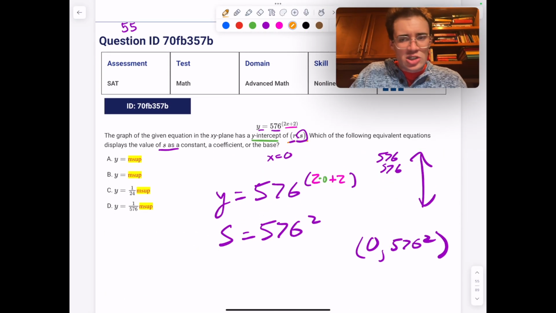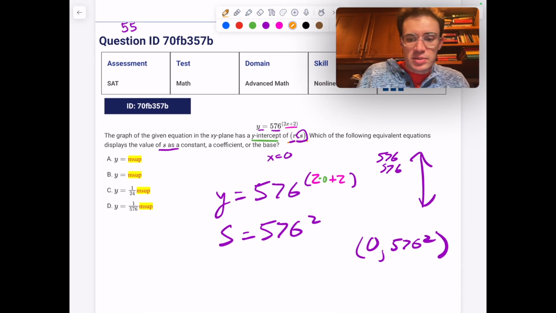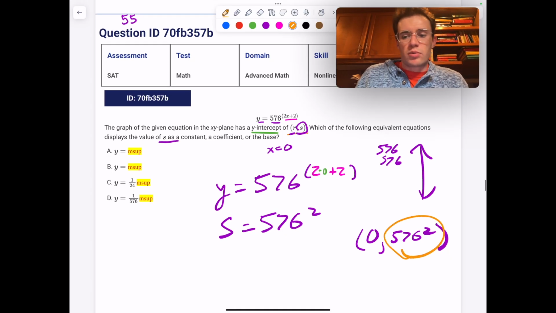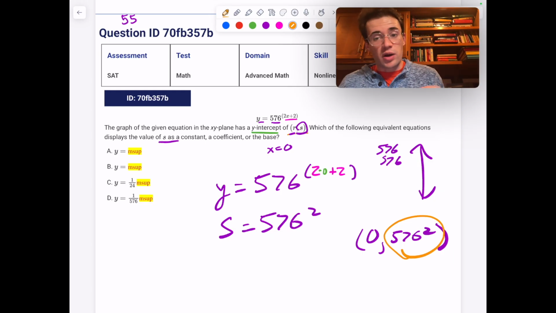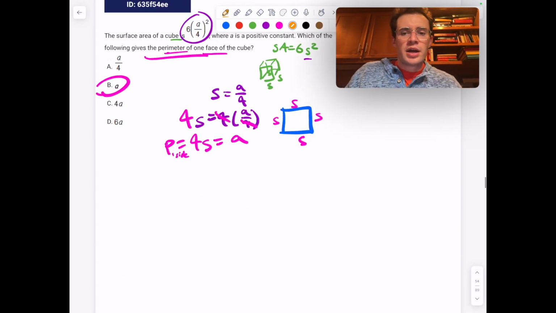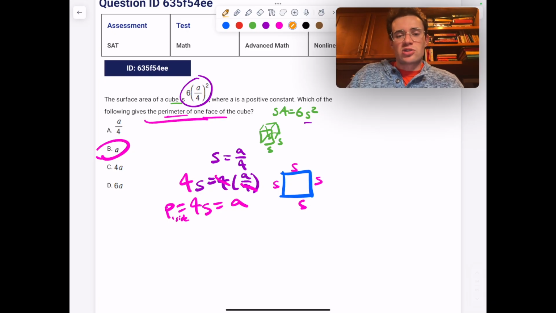This one, you can't actually solve what they're looking for because they don't have the answer choices, but we know what they are looking for is which one has 576 squared. They don't want it actually written as 576 squared, I'm guessing. It probably actually has that number out, but just type that in your calculator. I would have done that if they had answer choices, but they didn't.